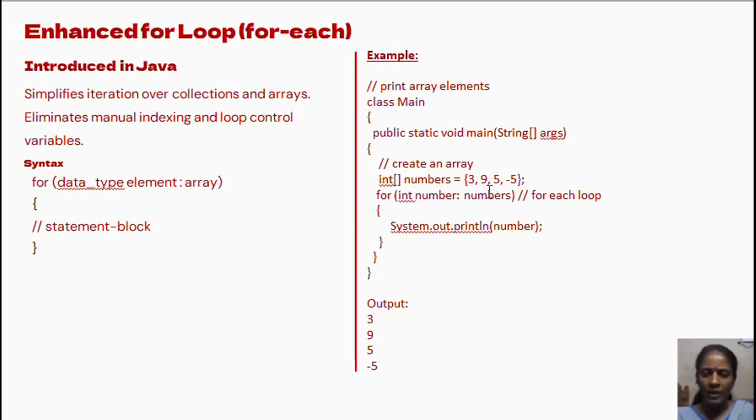In every iteration, one by one, initially 3 will be assigned to the variable number, and inside this loop we have a print statement. The number will be printed here. So 3 will be printed first. Then during the next iteration, the second value 9 will be assigned to the variable number, and that will be printed. Likewise, 5 and minus 5 will be printed. So this is the uniqueness of the for each loop. Thank you.